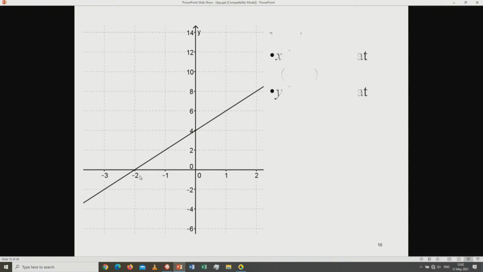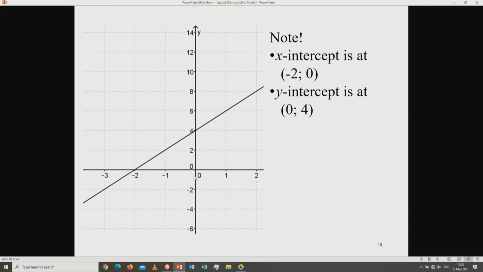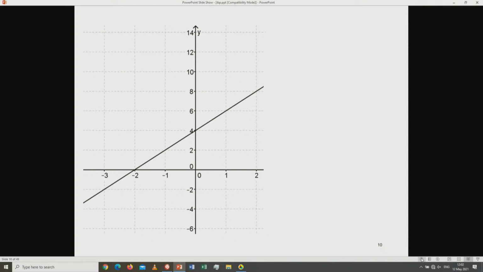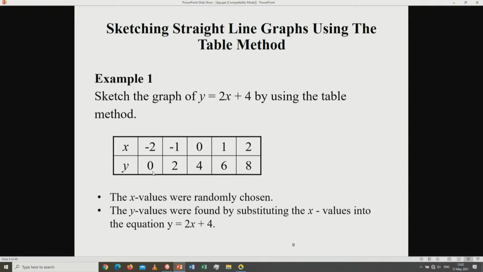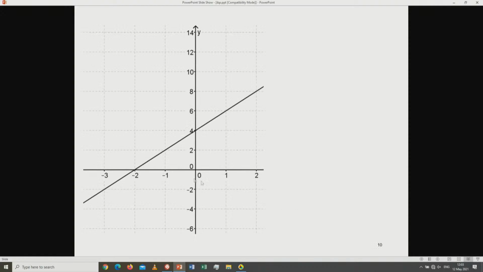The first one is minus 2, y is 0. And then the next one, we have minus 1. If x is minus 1, y is 2. Still remember that on the table. If x is 0, y is 4. If x is 1, y is 6. If x is 2, y is 8. Therefore, these are the points, the coordinates that we are having. Very important, you must be able to draw the coordinates.